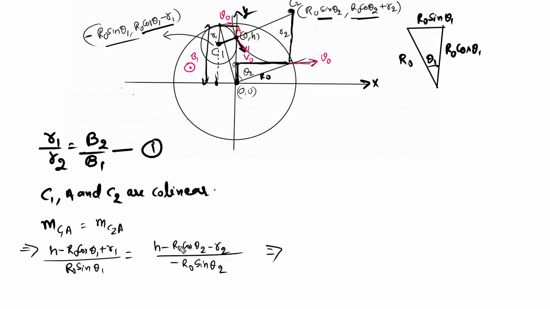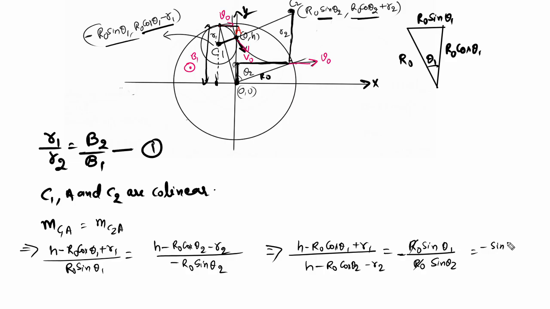So here if I take this side, we'll get H minus R0 cos theta 1 plus R1 over H minus R0 cos theta 2 minus R2 is equal to R0 sine theta 1 over R0 sine theta 2, negative. This and this get cancelled. Minus of sine theta 1 over sine theta 2. So remember this relation is going to be used here. This is what I call equation 2.